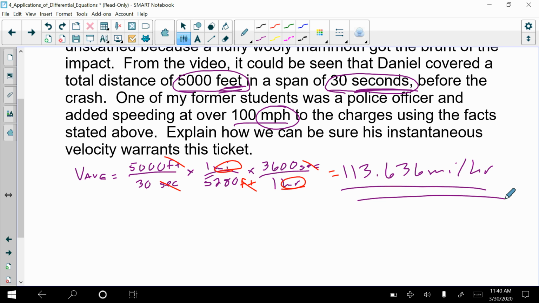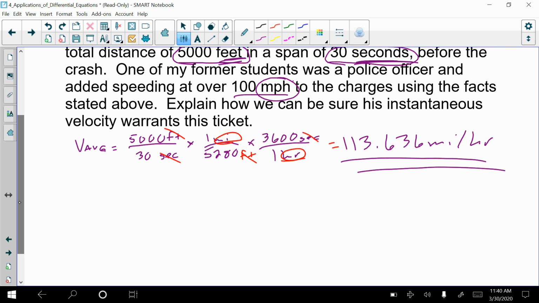So over the 30 seconds, his average velocity was 113.636 miles per hour. So how do we justify that he was traveling in excess of 100 miles per hour? Well, I'm going to pause the video and write out my explanation, so that you don't have to take the time to see me writing it.